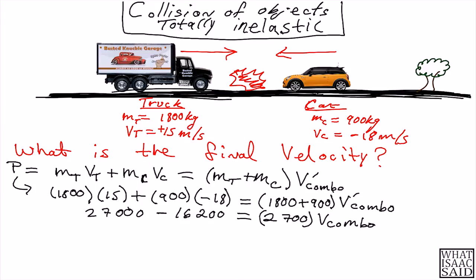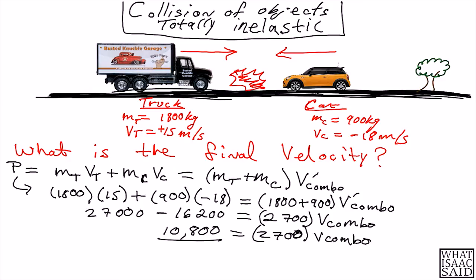Alright, so let me simplify this for a minute. Over on this side, 27,000 minus 16,200 will give us 10,800. And that should be equal to 2700 times V combo.